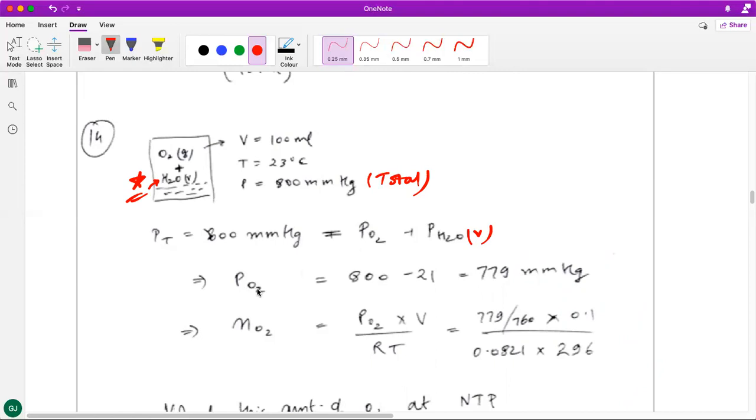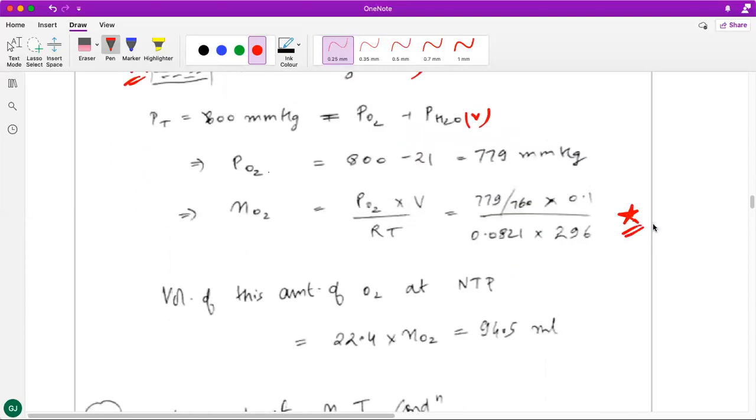So you computed the partial pressure of O2, which came out to be 779 mmHg. Now, since volume and temperature are given to you and you know the partial pressure, you can compute the moles of O2 by applying the ideal gas equation. Take care of units. That is something to be taken care of always. And once you get the moles of O2, then how much volume would that have at NTP? You just multiply it by 22.4 to get the answer in liters. And because the answer reported at the end of the booklet is in ml, I just converted it over here.